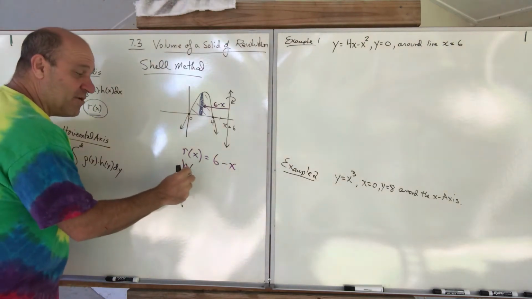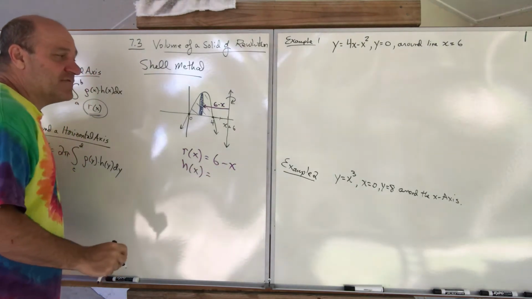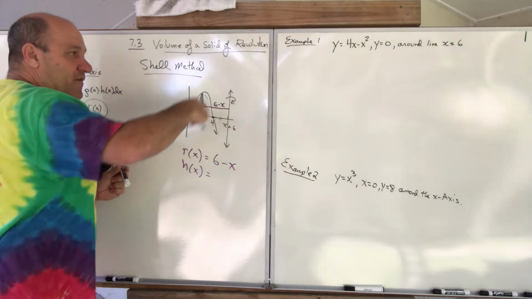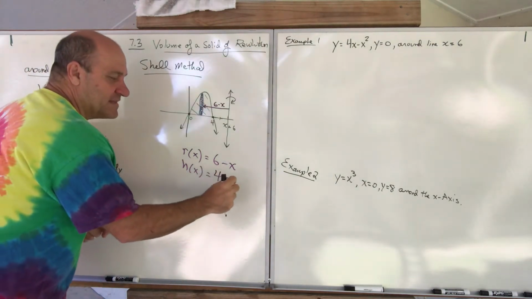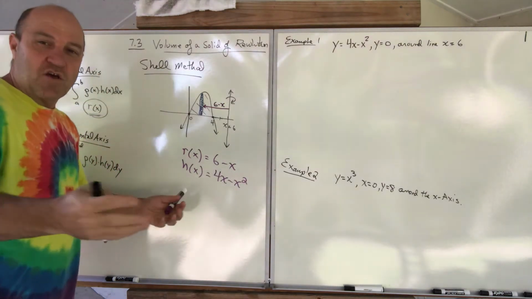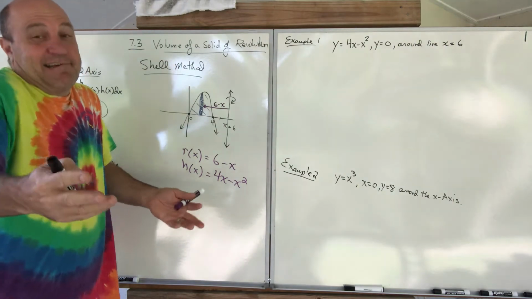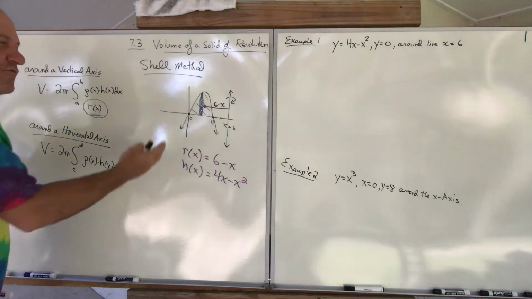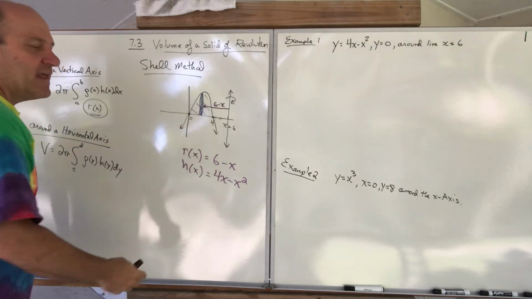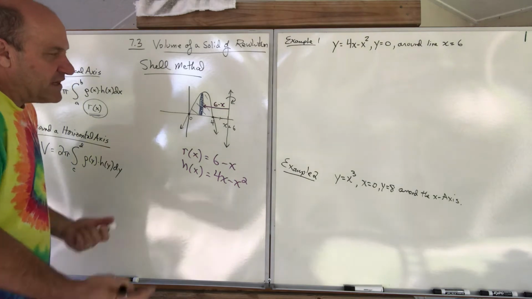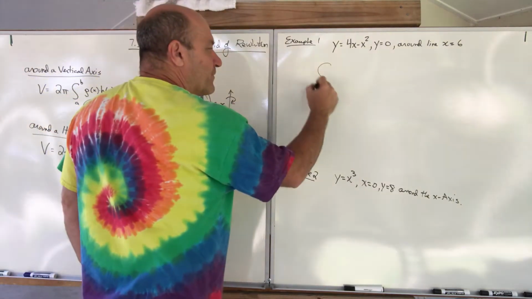The height of the shell, please. The height of the shell is very obvious. The height of the shell is the function. The function is that 4x minus x squared. Awesome. That's the hard part. You've got to set up an integral and do it, but you had to draw the picture and identify that, which I think is the hard part. That's the difficult part. The rest of this is an integral.